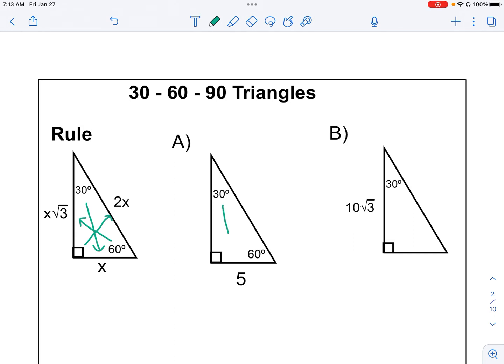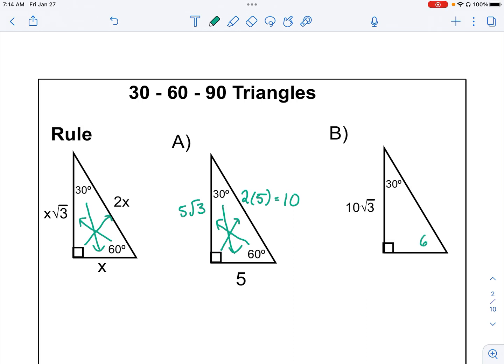So for our first triangle, the side across from 30 is 5. So I know the hypotenuse is going to be 2 times 5, so this side should be 10. So the side across from 60 should be the base side, so 5 times the square root of 3. You could also go a different direction.